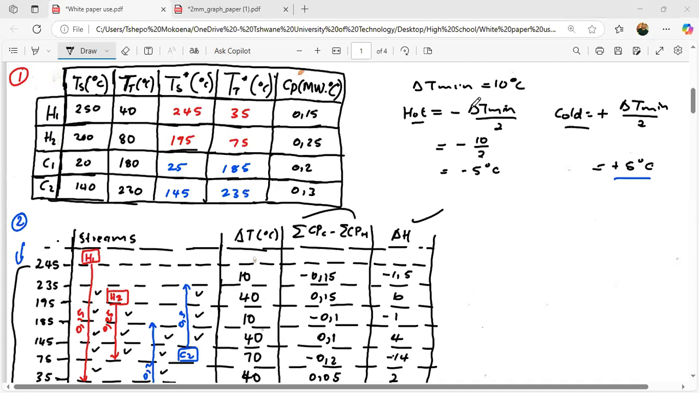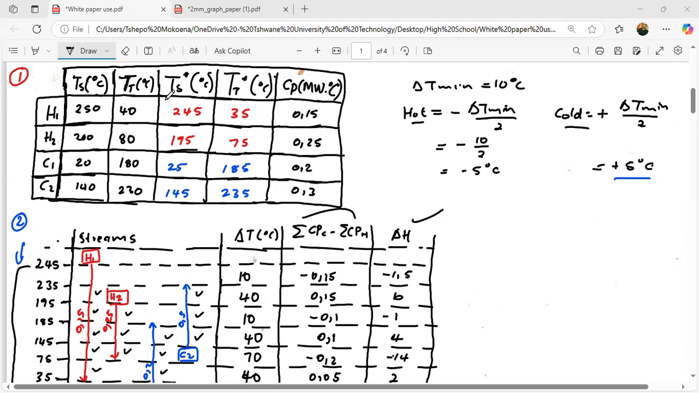So for the streams, remember, we're given delta T minimum to be 10 degrees Celsius. So what we're going to do is take half of that temperature, and for the hot streams, we subtract half of 10 degrees Celsius. For the cold streams, we add half of 10 degrees Celsius. So that's how we manage to change these temperatures for the supply and the target.